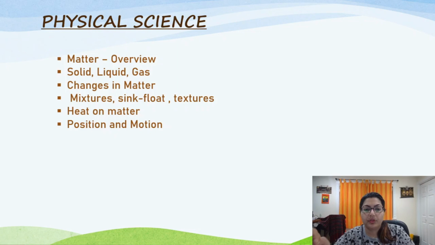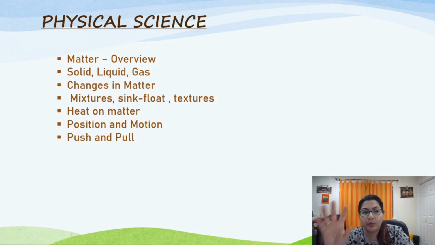And then position and motion. Position and motion will be more like, we'll talk about push and pull. And then we'll talk about how things in motion can actually help with a change in position. As I said, push and pull, how push is different from pull, and give examples. So basically the definition, not the exact definition, but more like what it actually is, and giving an example is what you have to do. So most of the science is about knowing the thing and an example.